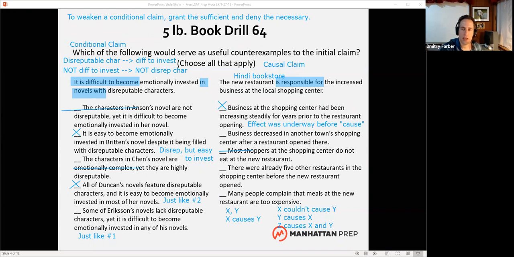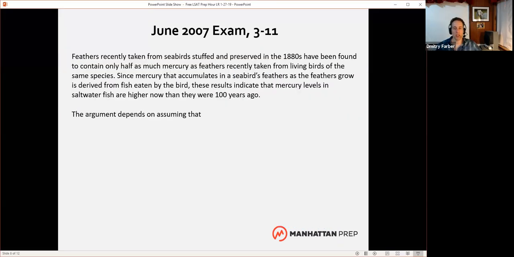Since causation comes up a lot, let's play with it a little bit more. Instead of the 5-pound book, let's try something from the real LSAT. This is an example, I'll tell you in advance, of a causal argument. What I'd like you to do is try to predict an answer. As much as possible, I always try to predict an answer before I go in.